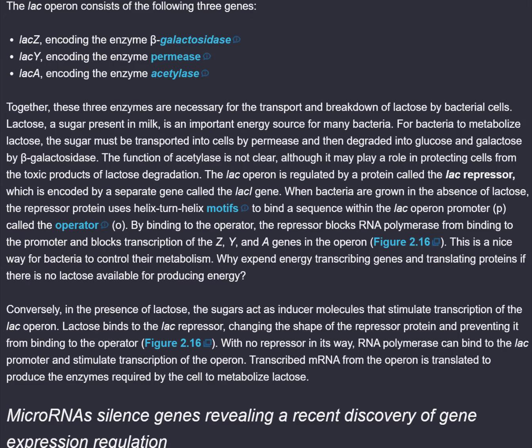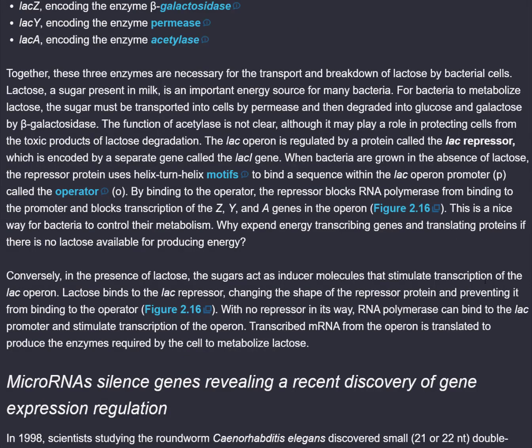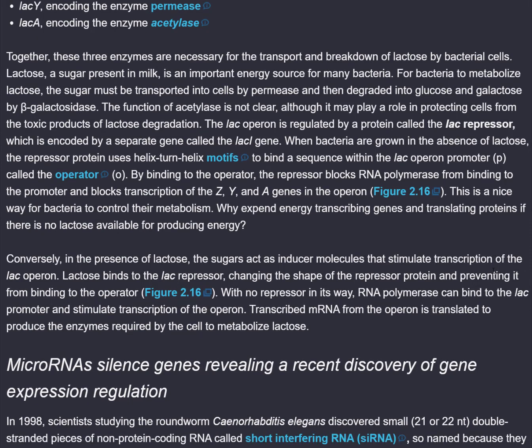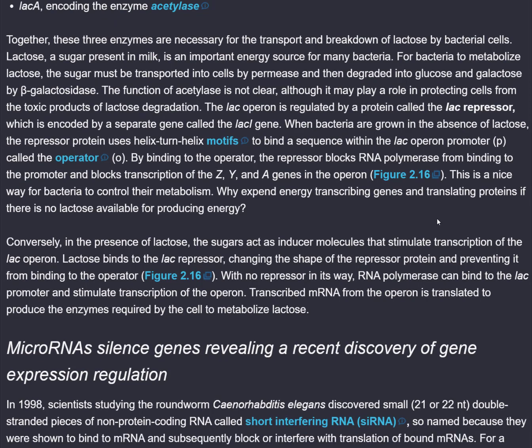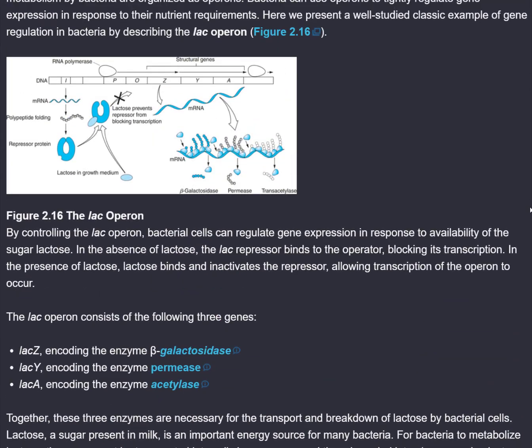The lac operon consists of the following three genes. LacZ, encoding the enzyme beta-galactosidase. LacY, encoding the enzyme permease. LacA, encoding the enzyme acetylase. Together, these three enzymes are necessary for the transport and breakdown of lactose by bacterial cells.